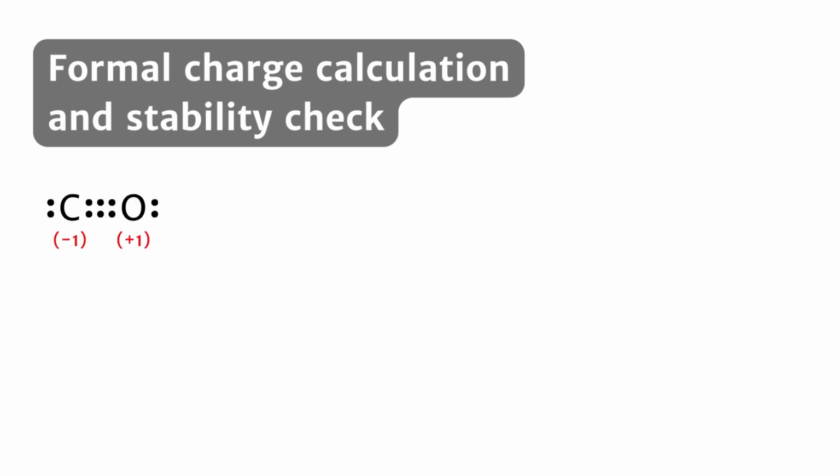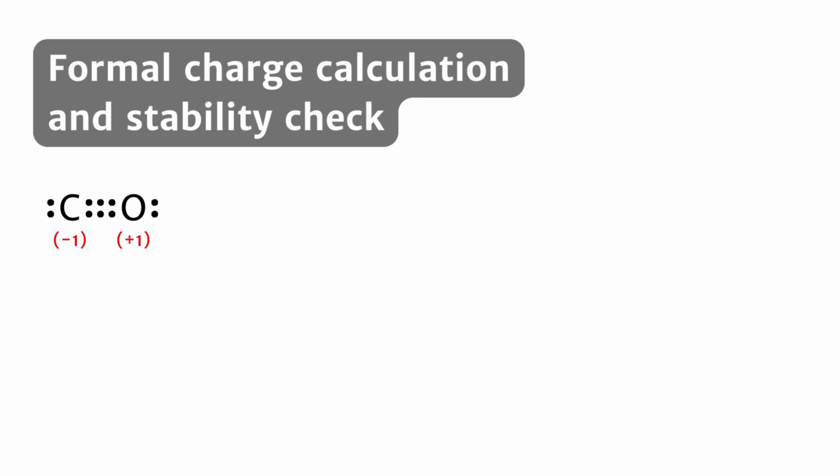The formal charges of both carbon and oxygen atoms are mentioned, and it is evident that the current structure has formal charges closer to 0. Therefore, this structure is the preferable, most stable Lewis structure of CO.